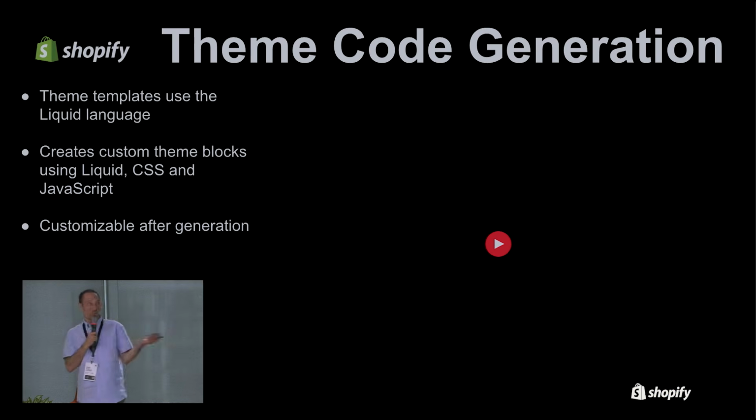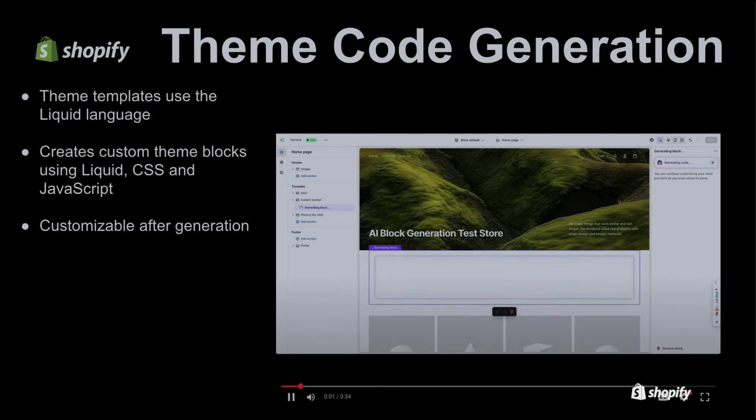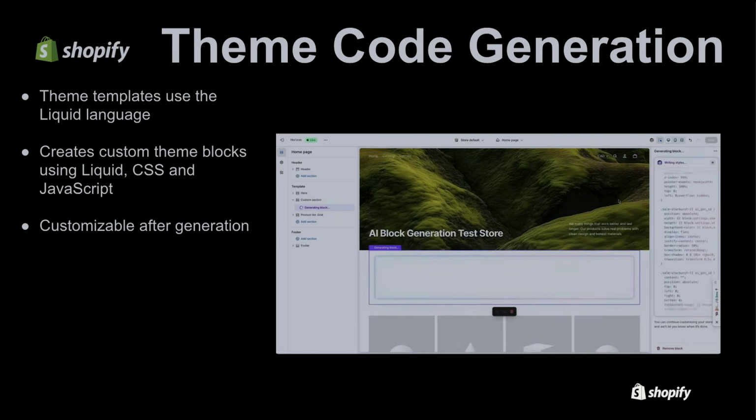I also wanted to show this other feature, which is generating theme code. This is something that we released in the last couple of months. Shopify themes, for the most part, if you have them rendered by Shopify, the built-in way is to use the Liquid templating language. I'll show this demo quickly. There's now a built-in capability to generate custom blocks, we call it.